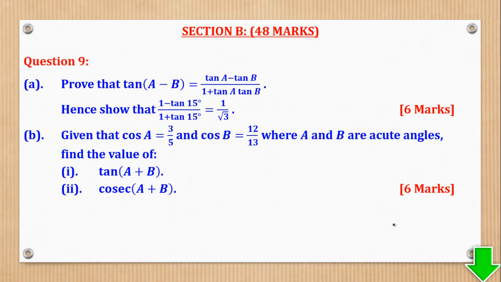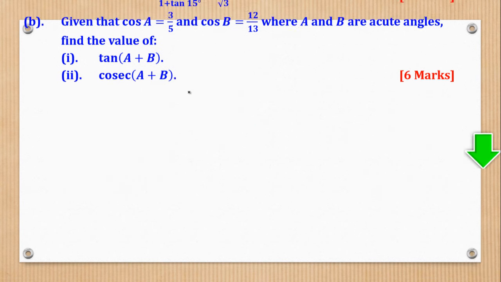So that was section A, 40 marks. Now we shall go to section B, which carries 48 marks. So question 9 part A says, prove that this is equal to this. I think let's begin with that.